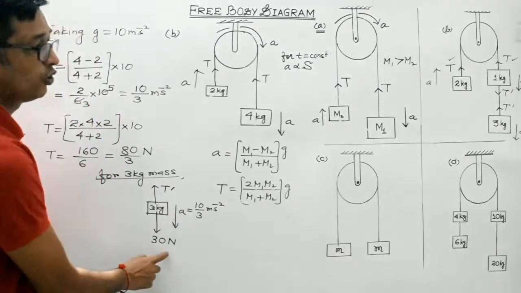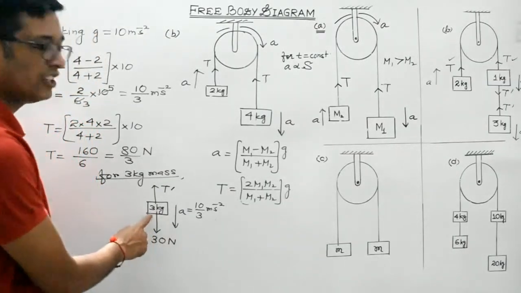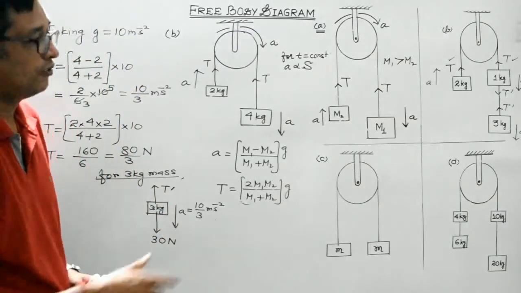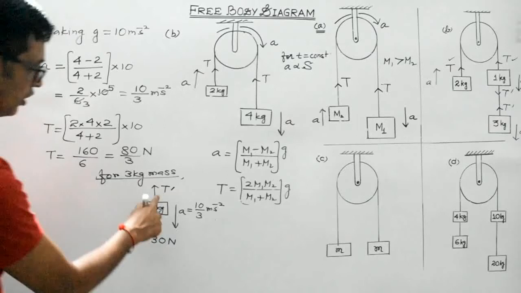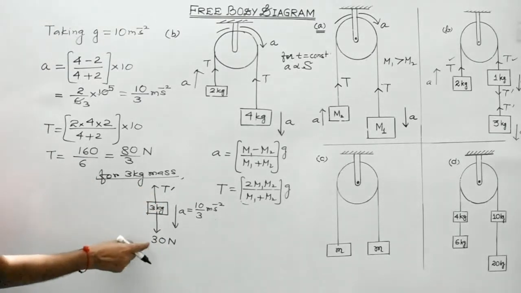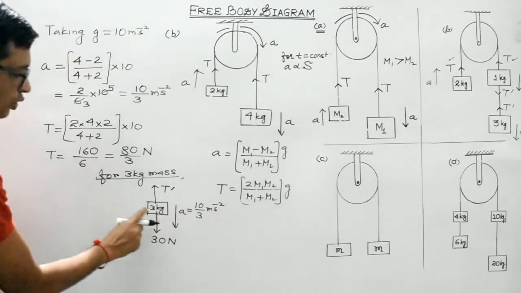Right? 30 Newton is the weight. Weight is m into g. Mass is 3 and g is considered to be 10 meter per second square. So this is the free body diagram of mass 3 kg. So now let's construct the equation. These two are opposite directed, and 30 Newton must be greater than T dash because the body is having acceleration in the downward direction. So what will be the equation?